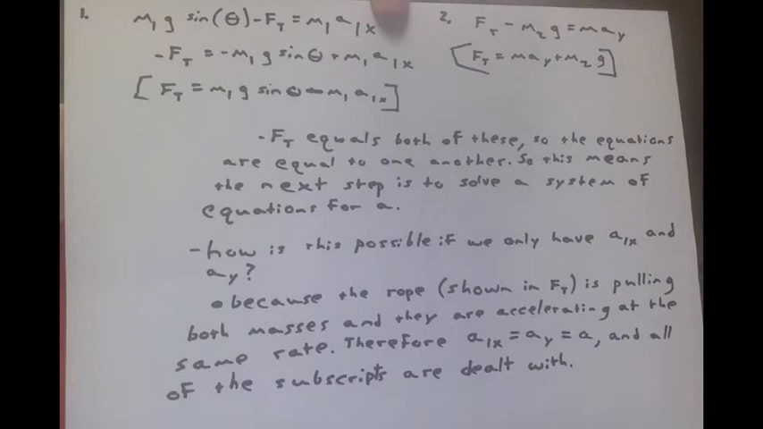Now, it might be a bit confusing as to why these two accelerations can be used. So that's why I just solved both for FT to show that these two are equal to each other. And if we want to, what we could do is set them equal to each other and then solve for the acceleration. But then there's the problem of the subscripts on a, like a1x and a2y.